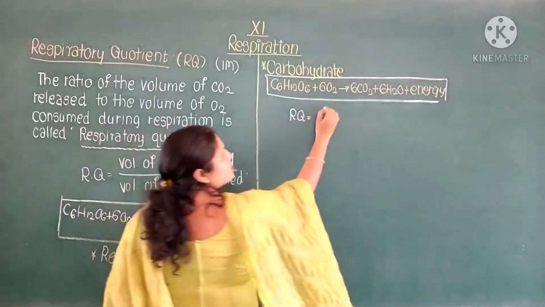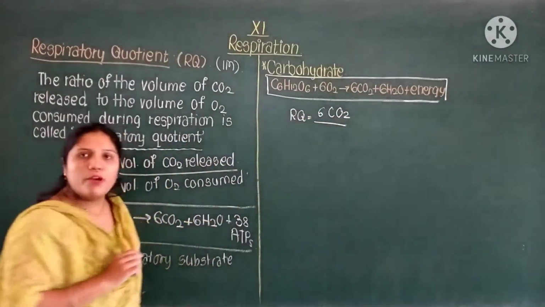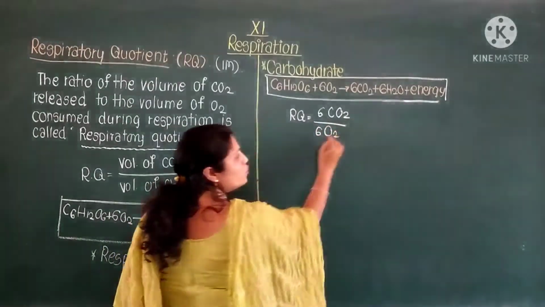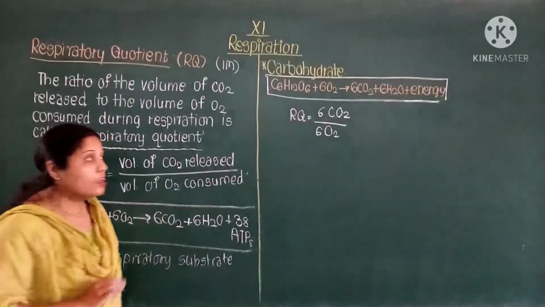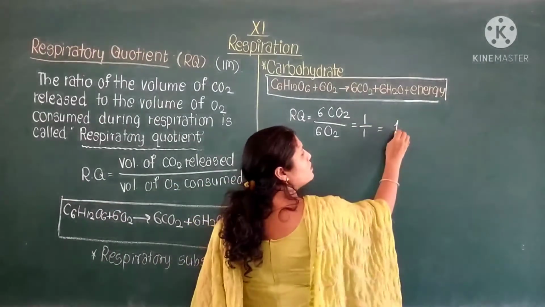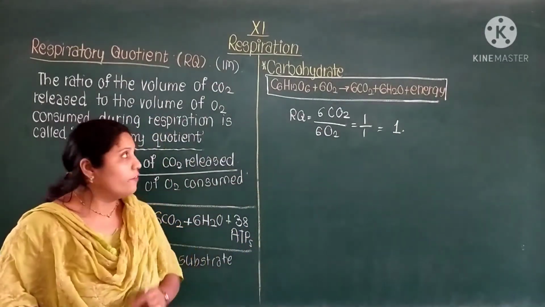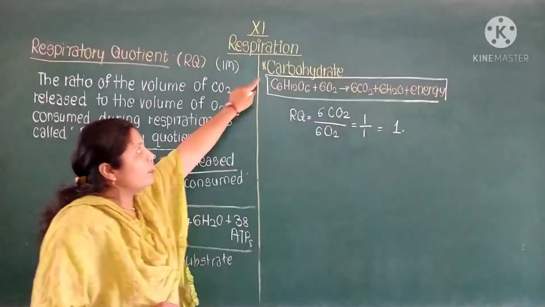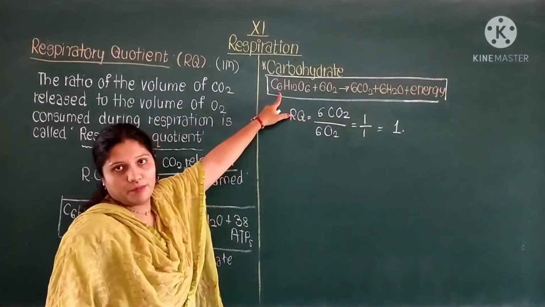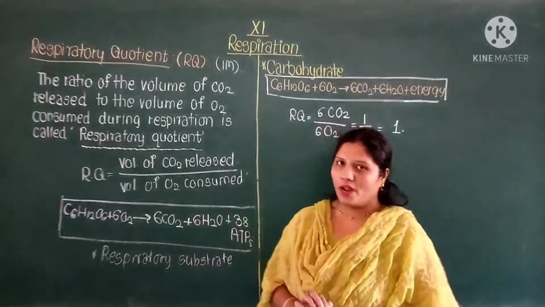That is 6 CO2, means 6 molecules of carbon dioxide. And how much oxygen is consumed? That is 6 molecules of oxygen. What is the ratio here? 1:1. So the RQ is 1. Whenever the respiratory substrate is carbohydrate, the respiratory quotient is always 1.